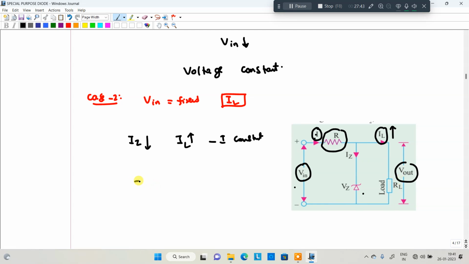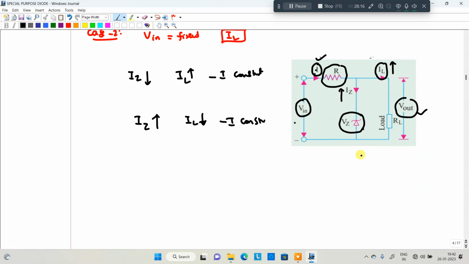Now we are decreasing IL. What will happen? IL decreases, so IZ increases. In order to keep I constant, the current is constant, that is, the IR drop is constant. Again, this particular output is the same as the Zener voltage. So you can maintain the output voltage always constant, irrespective of whether your input increases or decreases.